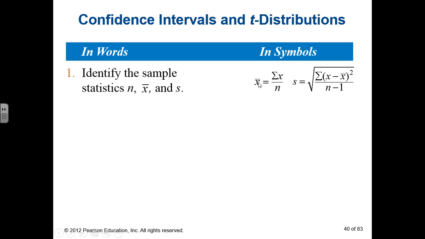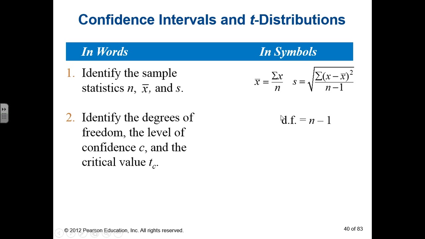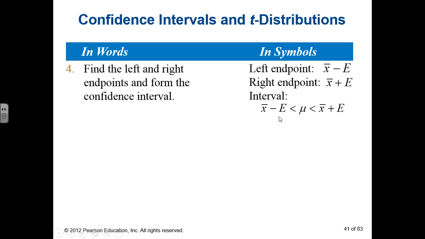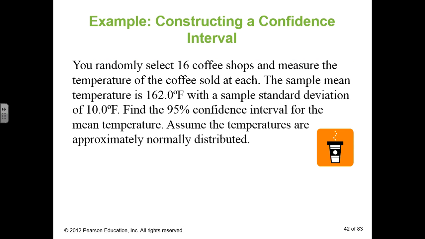So first thing you need to do is find the sample mean. Then you identify the degrees of freedom, which is the sample size minus 1. Find the margin of error, which is the critical value times the standard deviation over the square root of n. Then add and subtract that from the sample mean, and you get the left and right endpoints for our confidence interval. Let's look at an example.